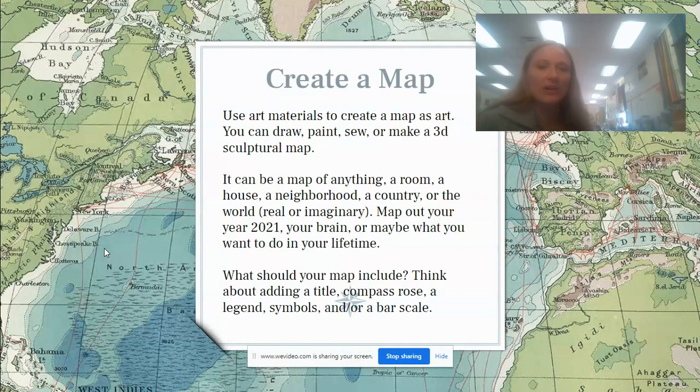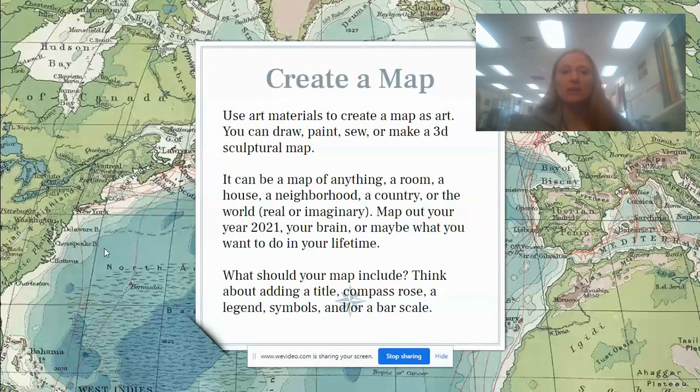And then, what should your map include? Think about adding a title for your map so that we know what we're looking at. A compass rose that shows north, south, east, or west. Or, you can be creative like Rose. Instead of north, it says up, or maybe you can say ceiling, floor, wall to wall. So you can be creative with your compass rose.